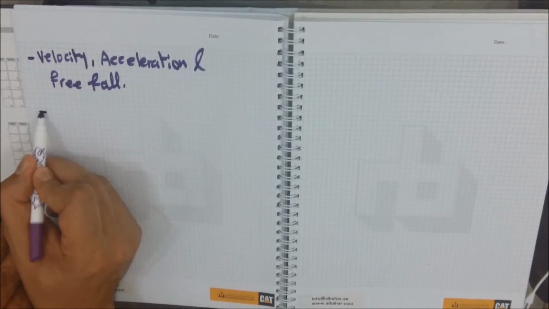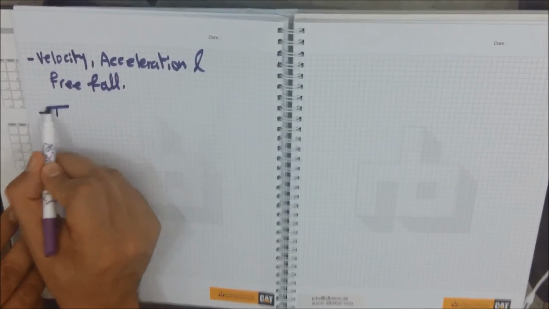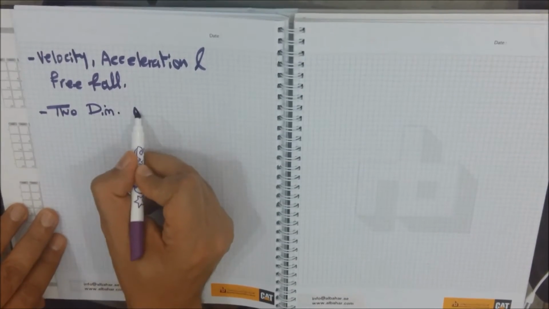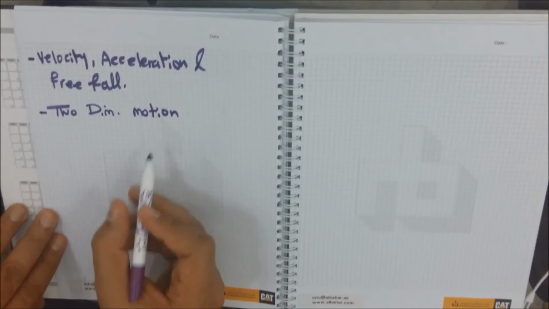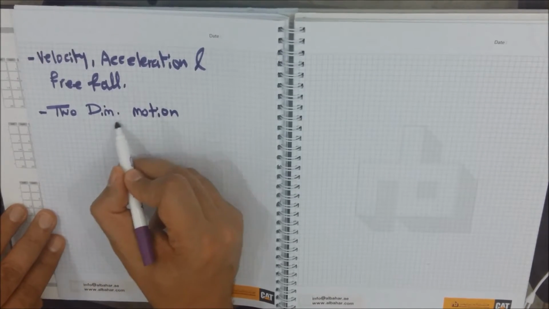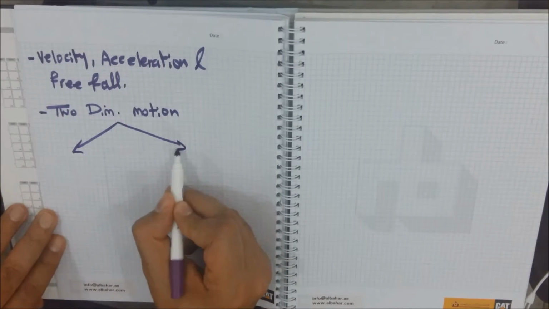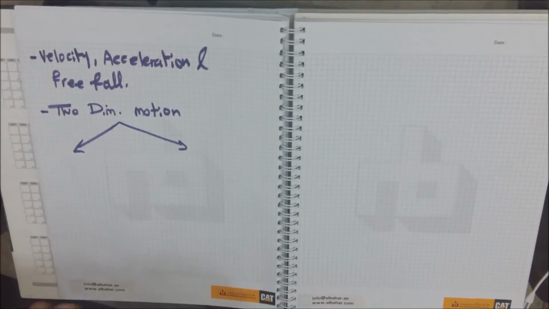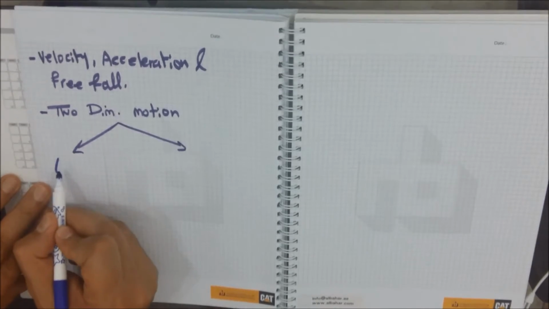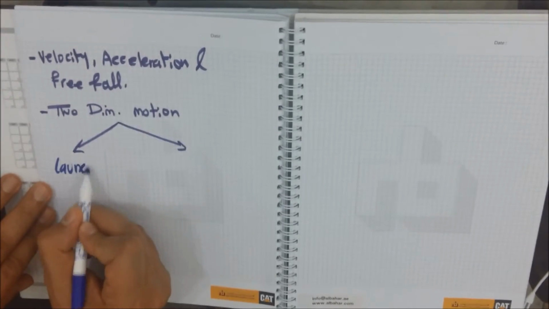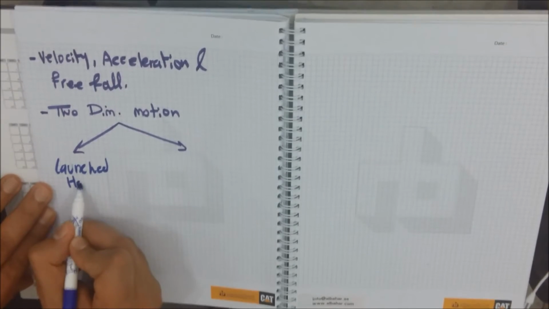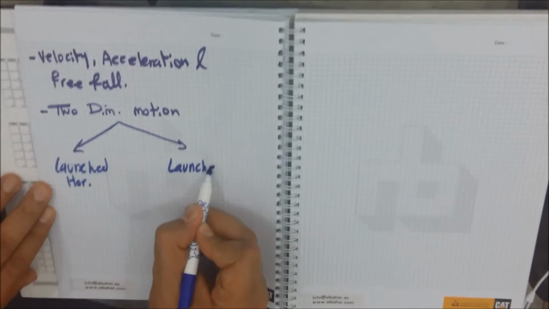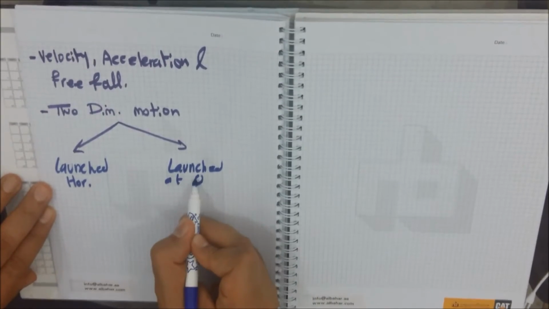The second objective will be solving problems of two-dimensional motion. And in the two-dimensional motion, we will be discussing the two types of two-dimensional motion, which are the projectile motion launched at an angle. First of all, the one launched horizontally, and the other one is launched at an angle of theta.